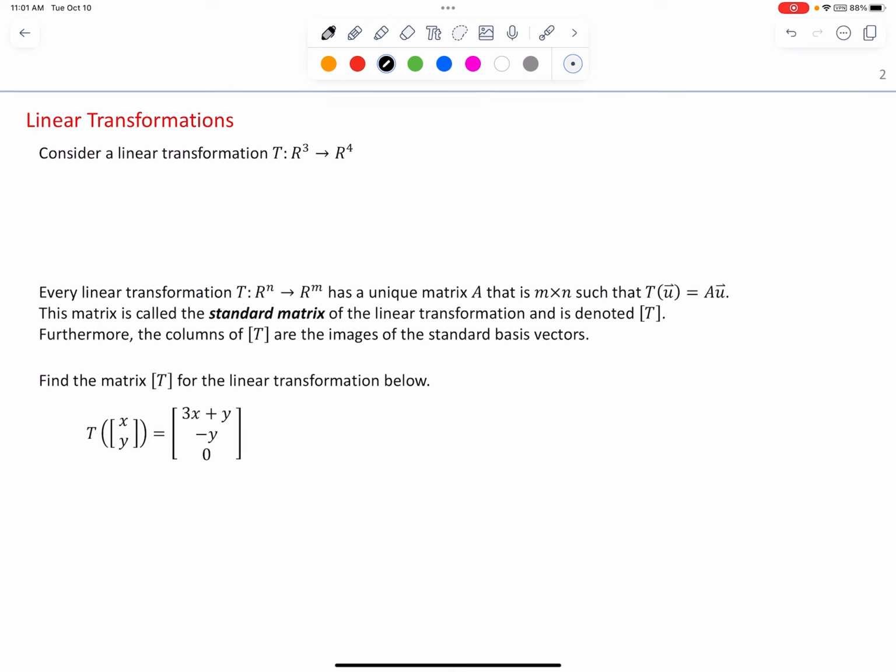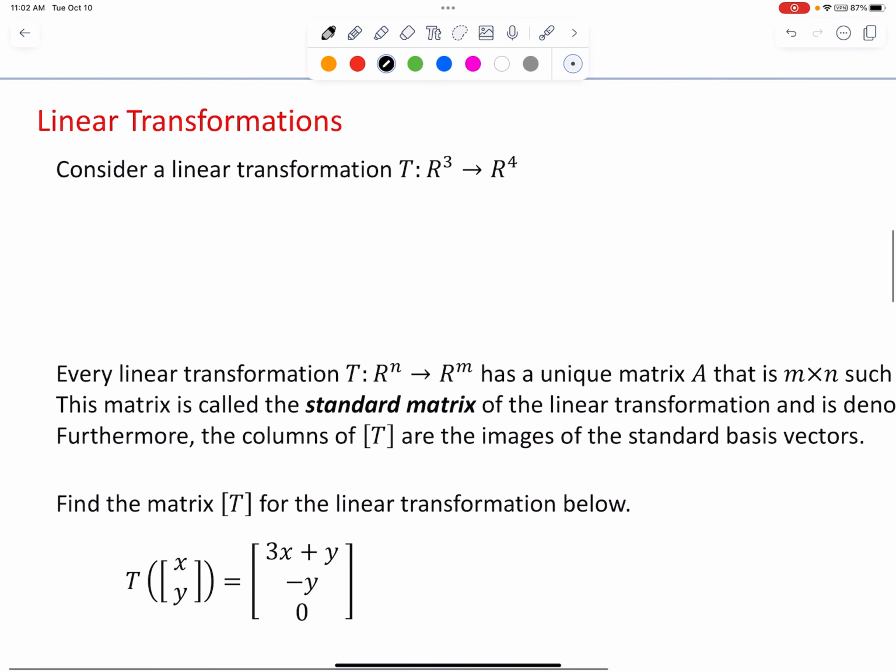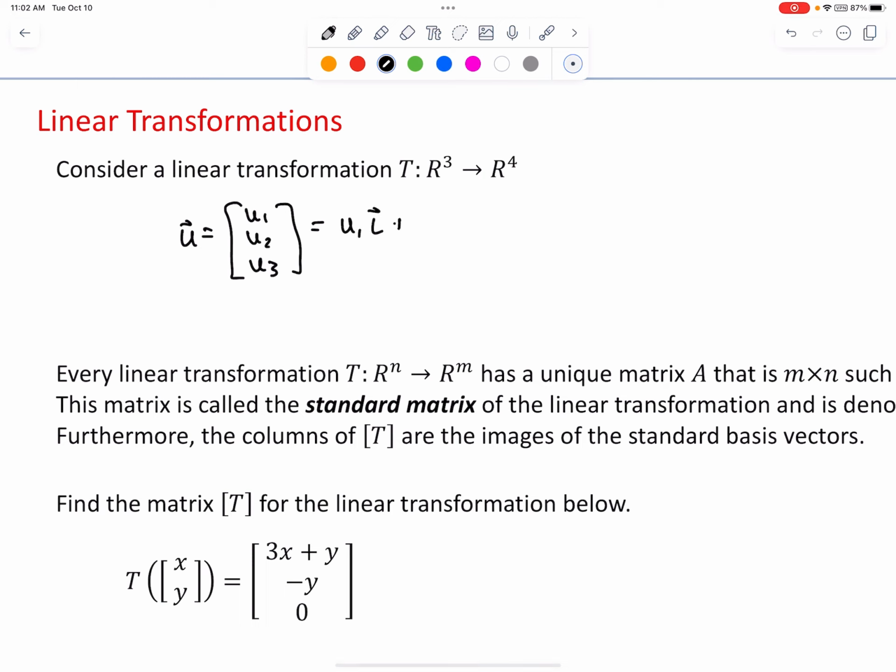Consider a linear transformation T that maps R3 to R4. So the input vectors here are in R3. So let's let U be an input vector. To be an input vector, it has to have three components: U1, U2, U3. And I'm going to decompose this into scalars times the standard basis vectors. So this is the same thing as just doing U1 times the i vector plus U2 times the j vector plus U3 times the k vector.